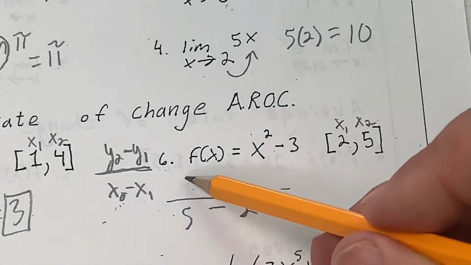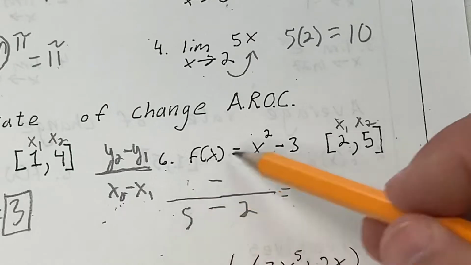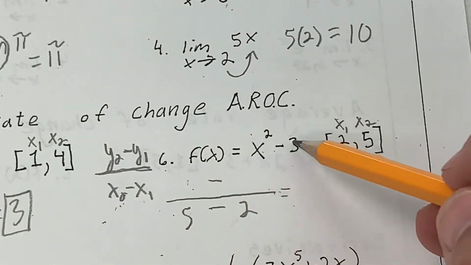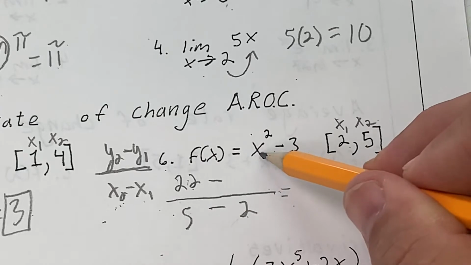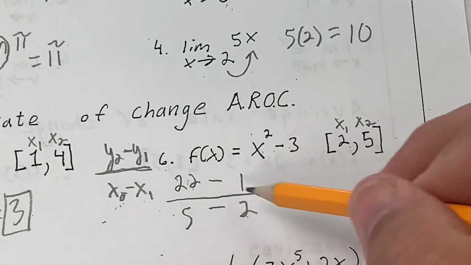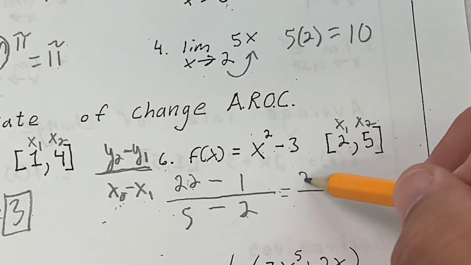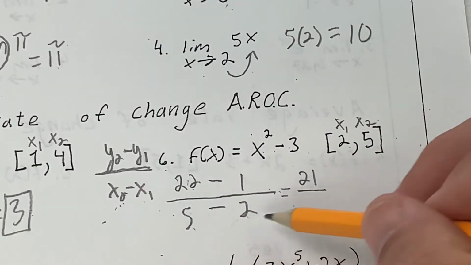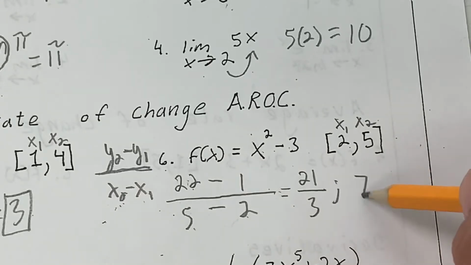But I need to know what to put on the top here. So my y value is going to be 5 plugged in. So 5 squared is 25. 25 minus 3 is 22. Plug in the 2. 2 squared is 4. 4 minus 3 is 1. Do your simple arithmetic. 22 minus 1 is 21. Over 5 minus 2, that's 3. So my average rate of change is going to equal 7.